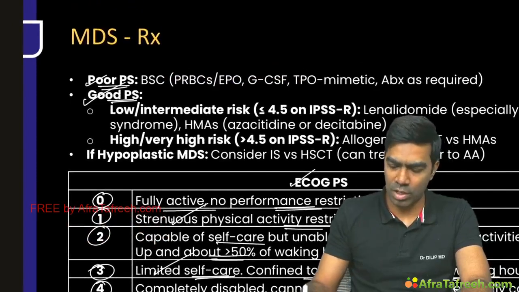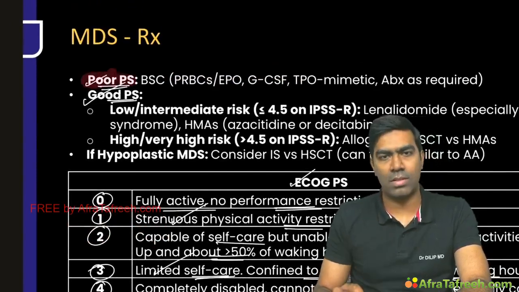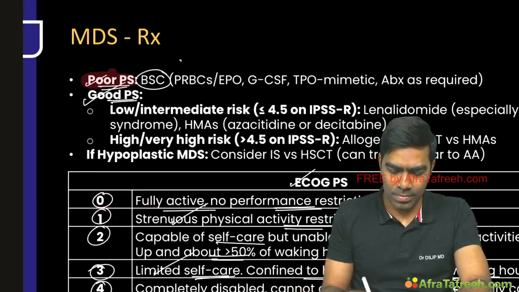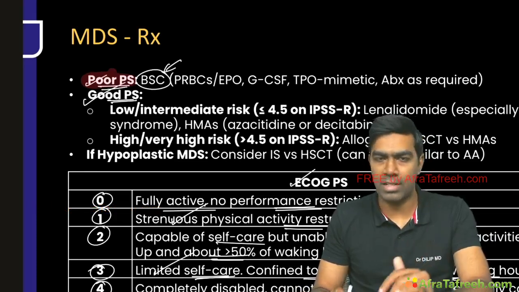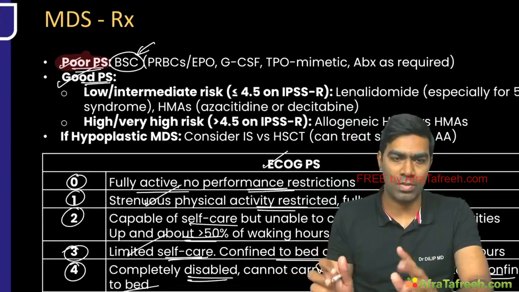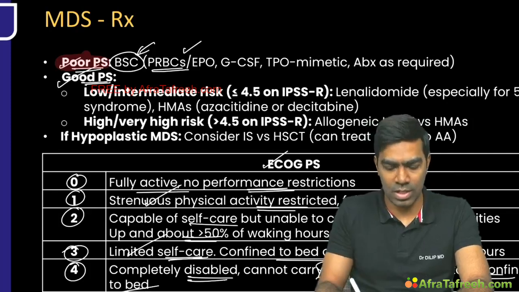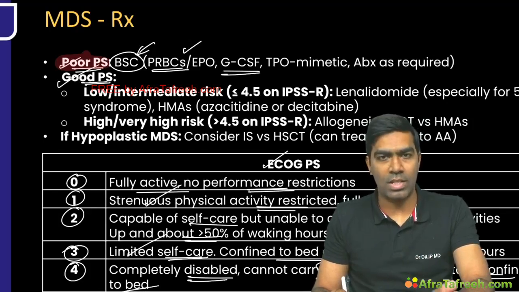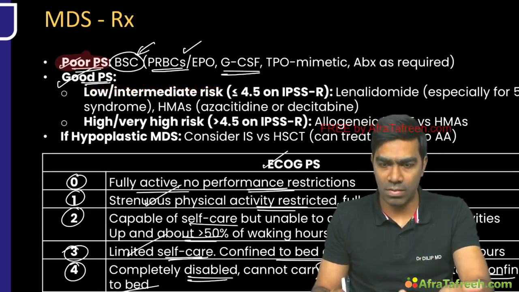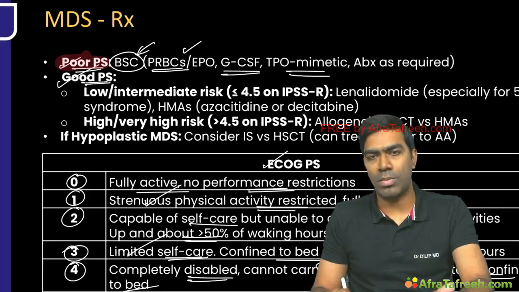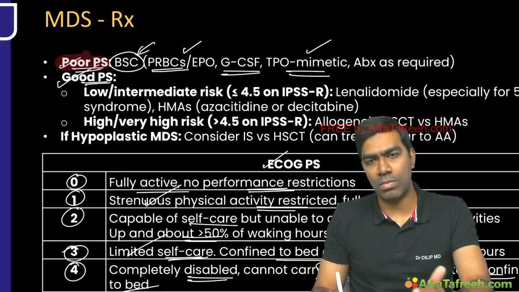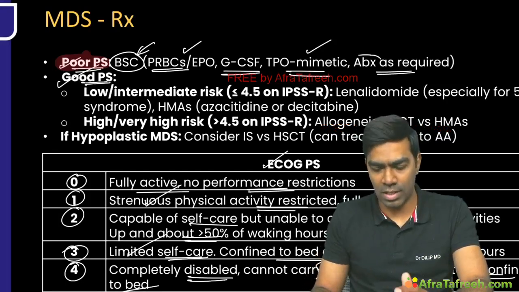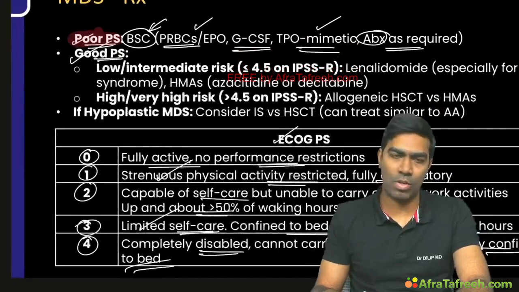In case the patient has a poor performance status, that is ECOG 3-4, all we are going to opt for is basic supportive care. That's it. In the sense, you're going to support the cytopenias. For example, anemia with PRBC transfusions and/or erythropoietin injections. The neutropenia with GCSF like filgrastim or pegylated filgrastim. The thrombocytopenia can be supported with TPO mimetics like romiplostim or TPO receptor agonists like eltrombopag. And in case the patient is having recurrent infections, you can even consider prophylactic antibiotics.